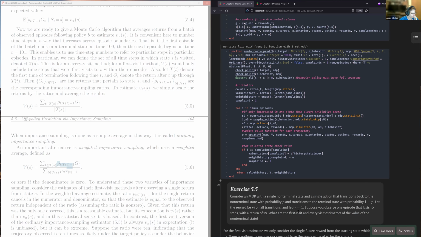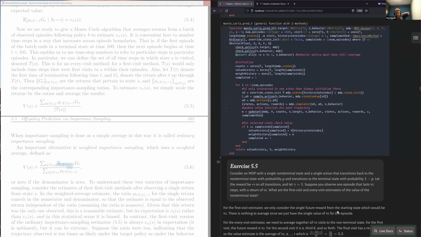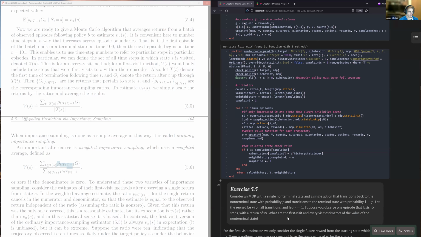So you could start out with what is the first visit estimate of the value? Remember, for the first visit estimate, we only consider the first time a state is visited in an episode. Then it should be 10, because at the start of the trajectory we eventually have a return of 10, and we would use the first estimate.